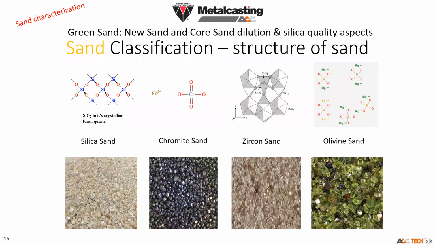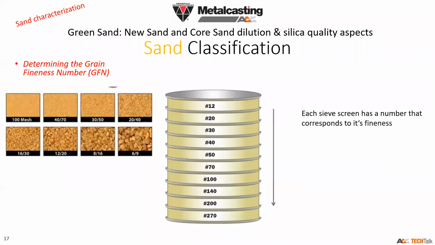In terms of structure, you can see that silica sand, chromite, zircon, and olivine have different structures. For example, the silica sand that we want to use is a crystalline form from the quartz family. And for the other ones, you can see the schematic on it if you want to refer to it later. Now I want to show you the next slide, where we speak about classification.